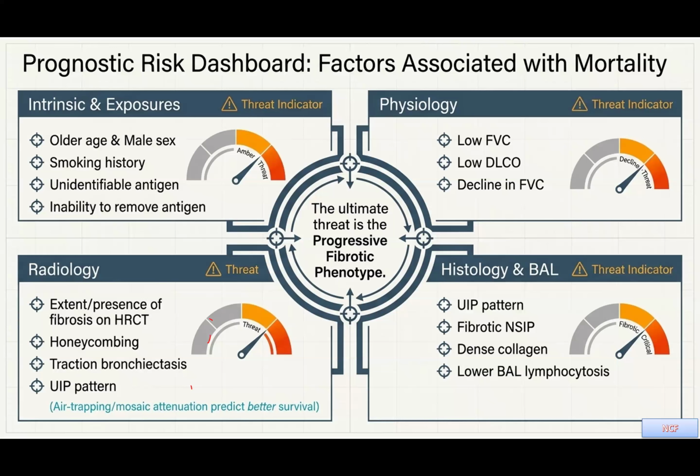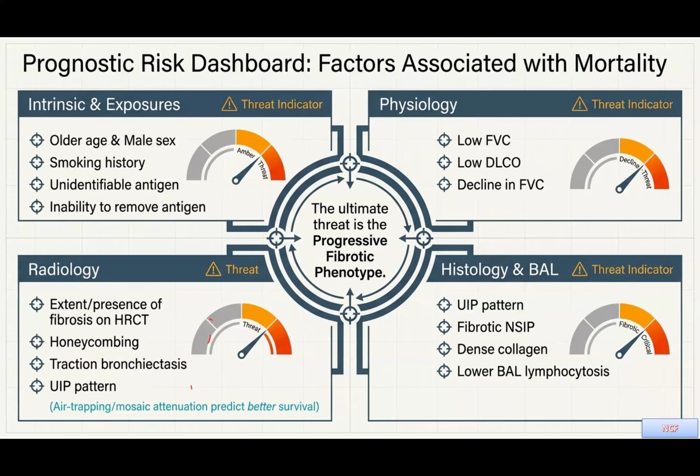On PFT, if there is a low FVC, a low DLCO, and a rapid decline in FVC, then it has a poorer prognosis. And on histology and BAL, if it's a UIP pattern, if it's a fibrotic NSIP, if there's deposition of dense collagen, and there is low BAL lymphocytosis, it has a poorer prognosis.